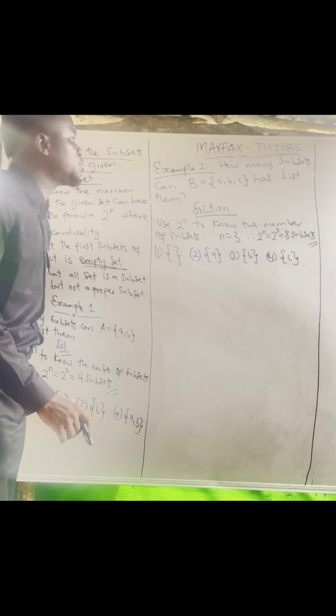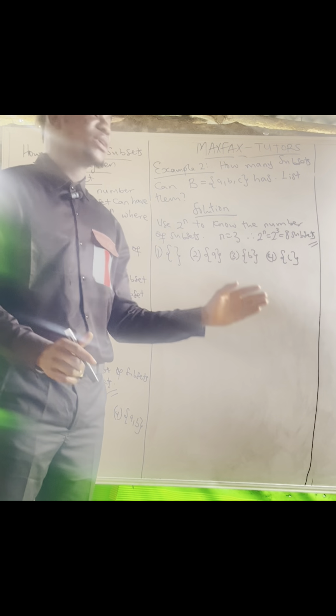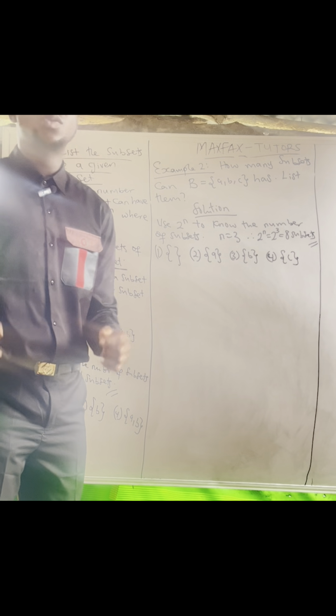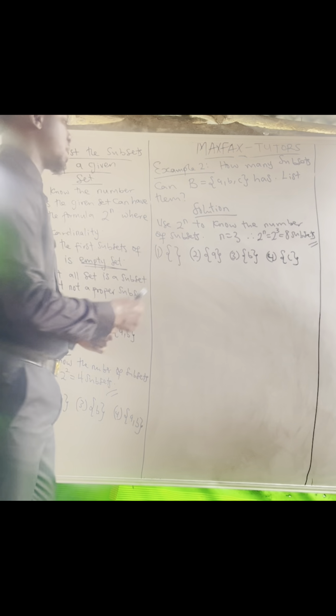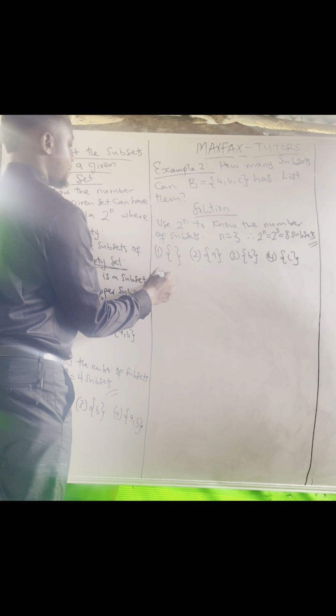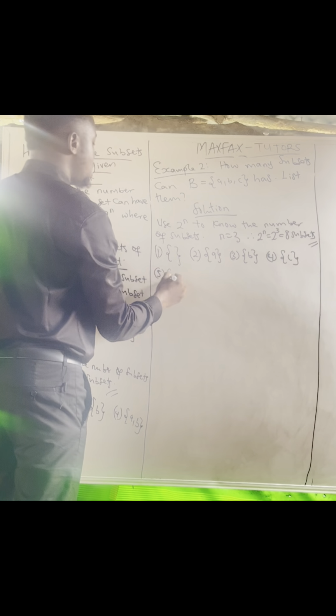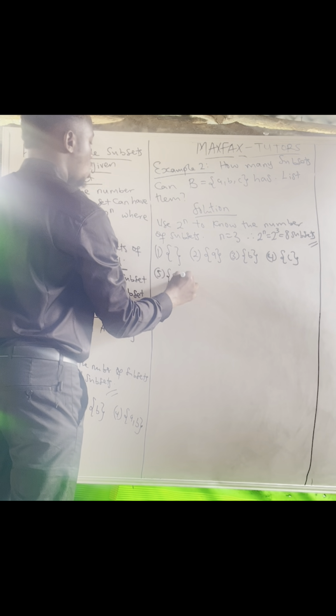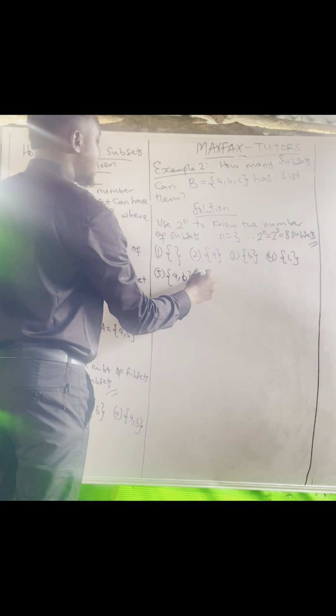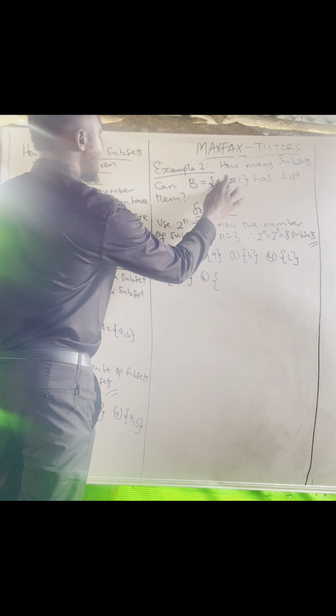Now, once you are done putting each element inside the curly bracket, the next one is that you are going to be pairing two elements together. Number 5. You will firstly pair A comma B. {A, B}. You will secondly pair A comma C.